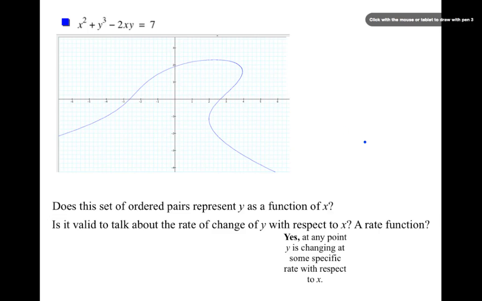Well, y is not a function of x, so we can't have a rate function as a function of x, right? Because you get here to x equals 3, again, what's the rate? Is it this one up here? Is it this rate here? Or the rate represented down here?